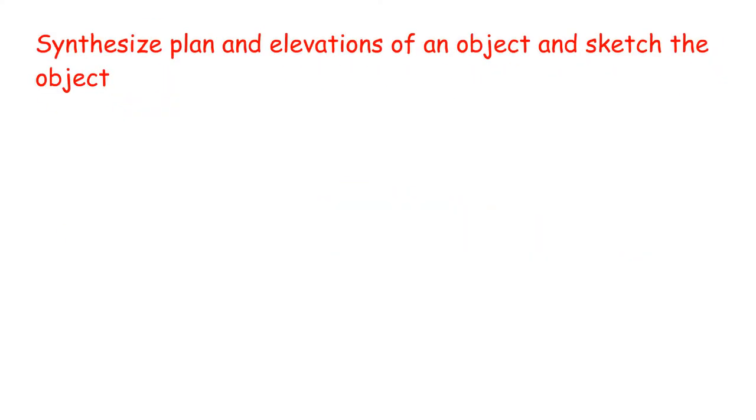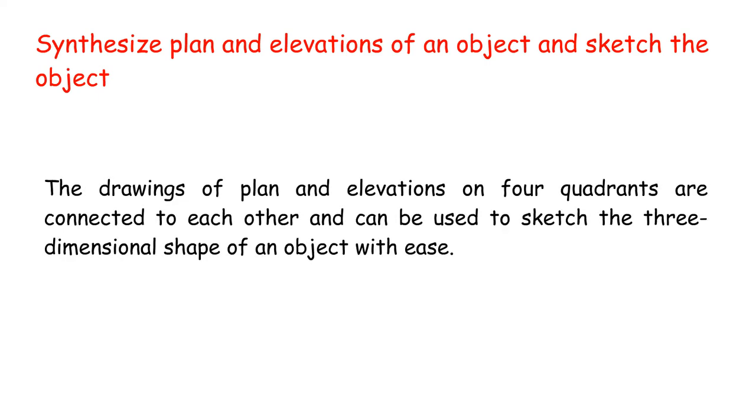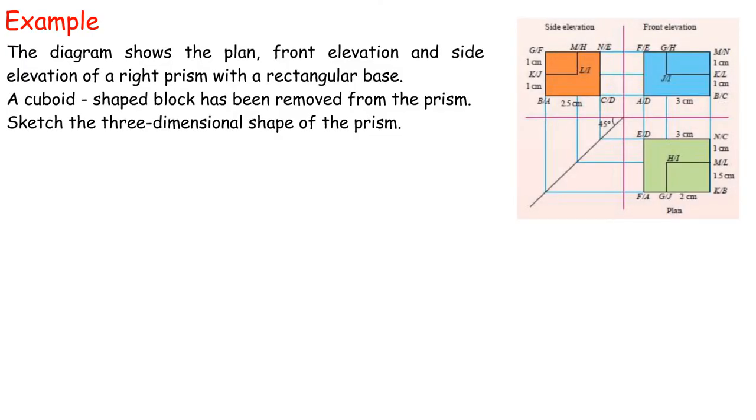Synthesize plan and elevations of an object and sketch the object. The drawings of plan and elevations on four quadrants are connected to each other and can be used to sketch the three-dimensional shape of an object with ease. Example A. The diagram shows the plan, front elevation and side elevation of a right prism with a rectangular base. A cuboid shaped block has been removed from the prism. Sketch the three-dimensional shape of the prism. The position of the side elevation is on the second quadrant. Thus the view of the side elevation is from the right.